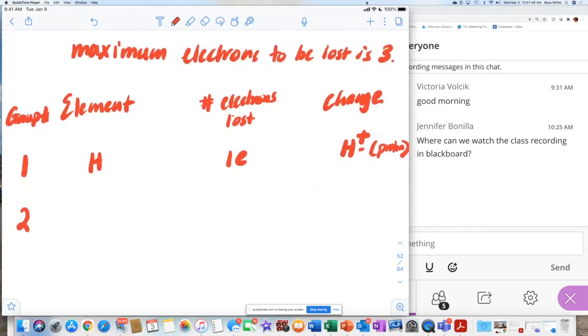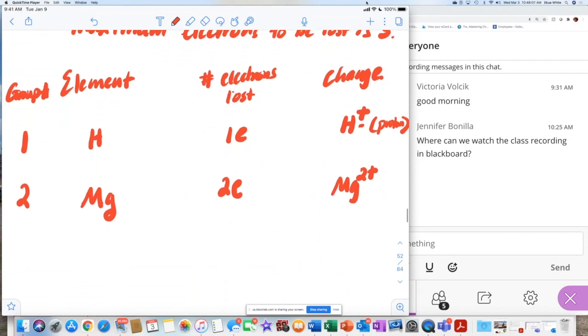Group 2, I'll pick one from group 2. Magnesium, Mg. Mg loses 2 electrons and it becomes Mg2 plus, right? Because the number of protons and electrons were even, but after losing 2 electrons, now you have 2 extra protons without matching electrons. So the electrons are gone and they're not there to neutralize the protons, right?